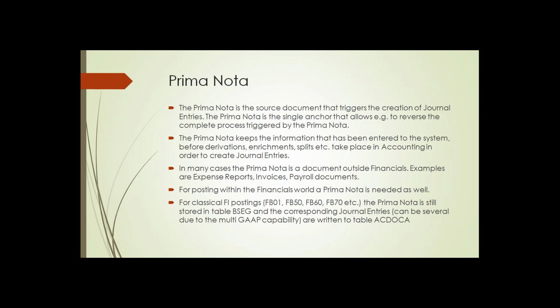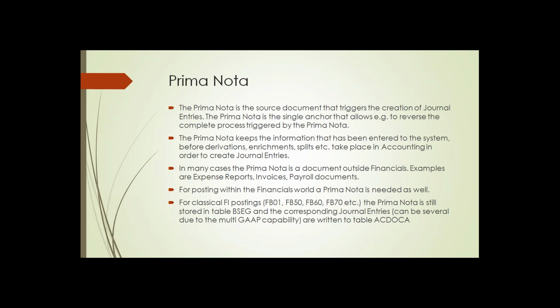So prima nota is the source document that triggers the creation of journal entries. The prima nota is a single anchor that allows you to reverse the complete process. So you cannot reverse any document which is the result of the old document. You have to reverse that old document first, and only then can you reverse the other documents.